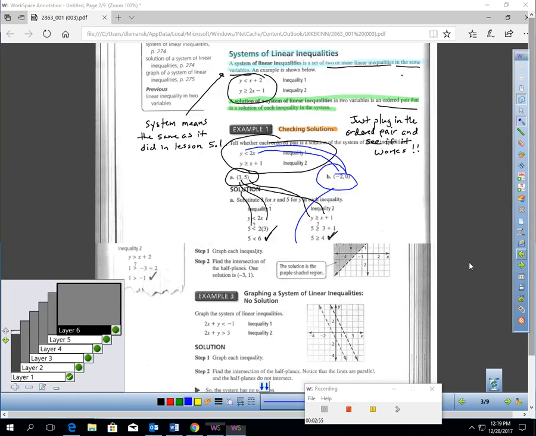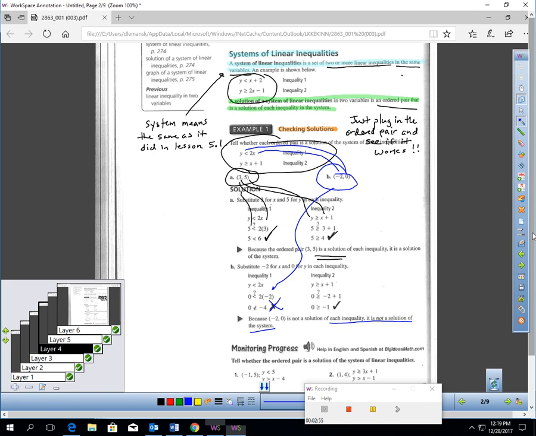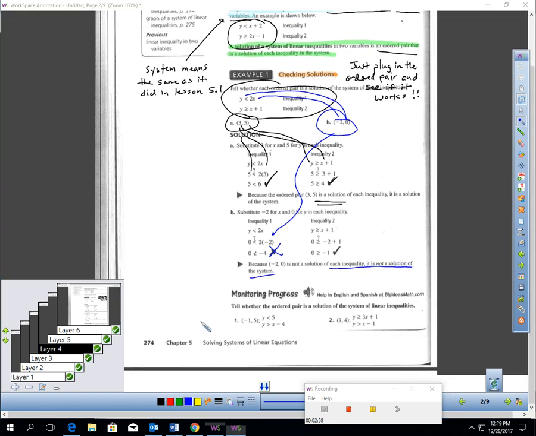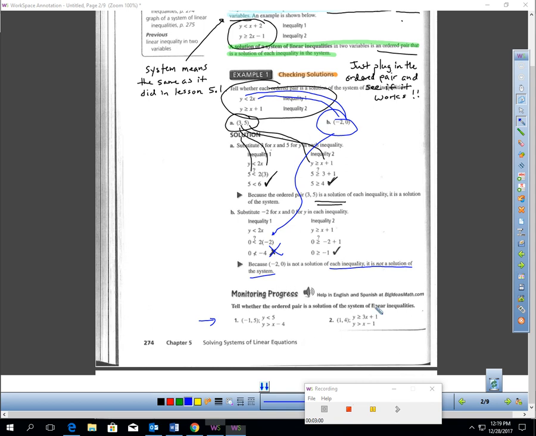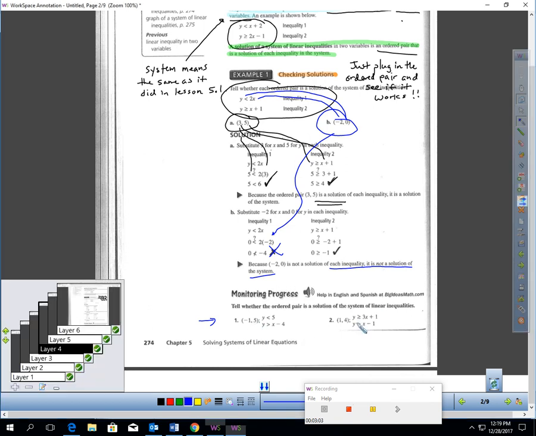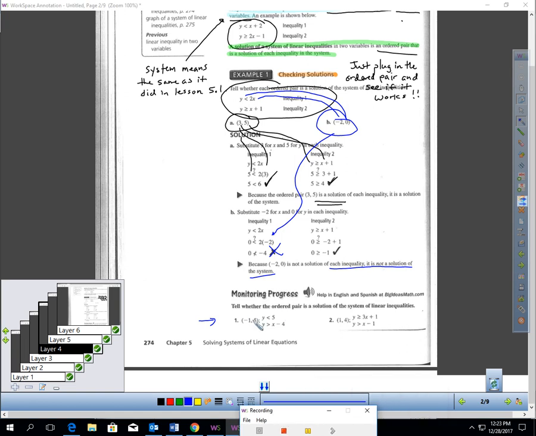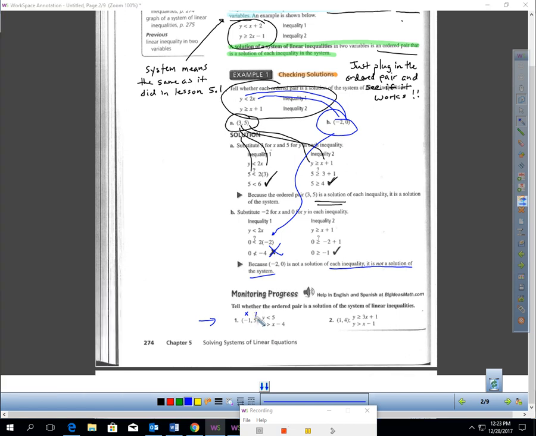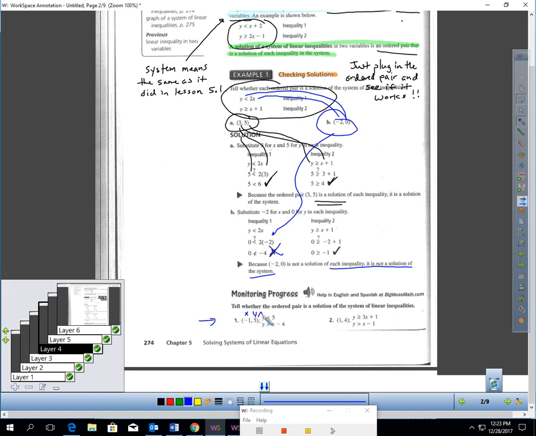What I'd like you to do is pause the video real quick and go ahead and try numbers 1 and 2. See if these ordered pairs are solutions to this system. And in number 1, I have to plug in negative 1 wherever I see x and 5 wherever I see y. So let's put a 5 in here. Is 5 less than 5? That's not true. Well, then that means (-1, 5) is not a solution to the system. Okay? Let's go to number 2.